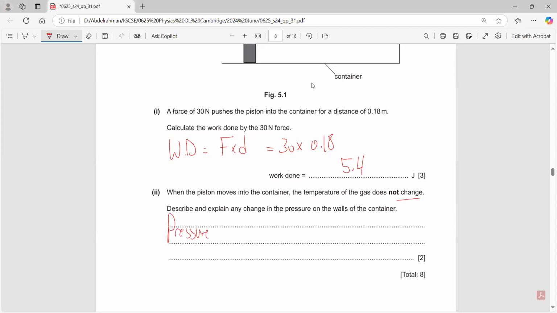Pressure increases. Why? Because the molecules hit the walls more frequently. Okay, excellent. Moving on.